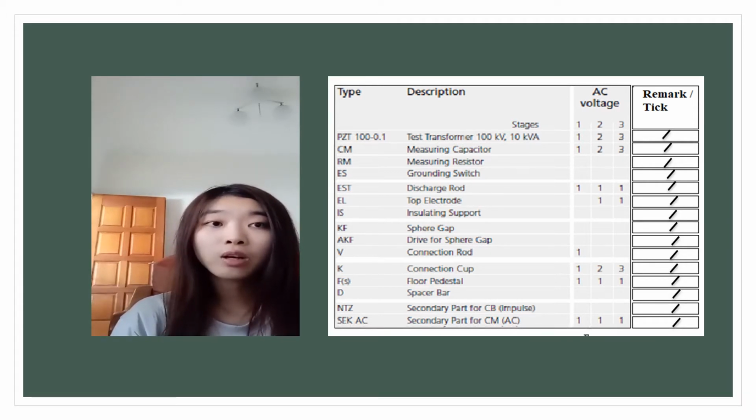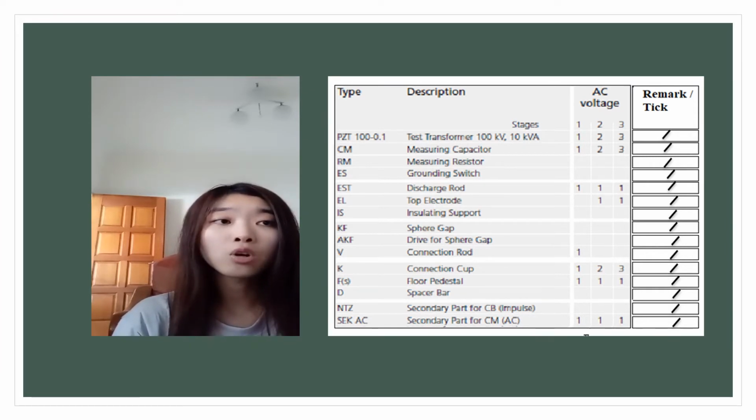Kf is a sphere gap, for impulse voltage configuration. AFK is the drive for the sphere gap, a remote control drive for sphere gap KF. Drive shaft ASA is short, for the first stage, and ASB is long, needed for the second and third stage. The AFK is clamped onto the spacer bar D.